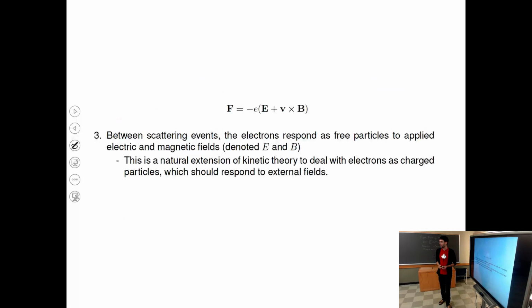All right, and the last one is very natural. Between scattering events, you experience a force, and in this lecture, we will see what happens if you have an electric field in the crystal, and if you have a magnetic field as well. So we will look at both of these scenarios, and in general you could have both of these fields present at the same time.